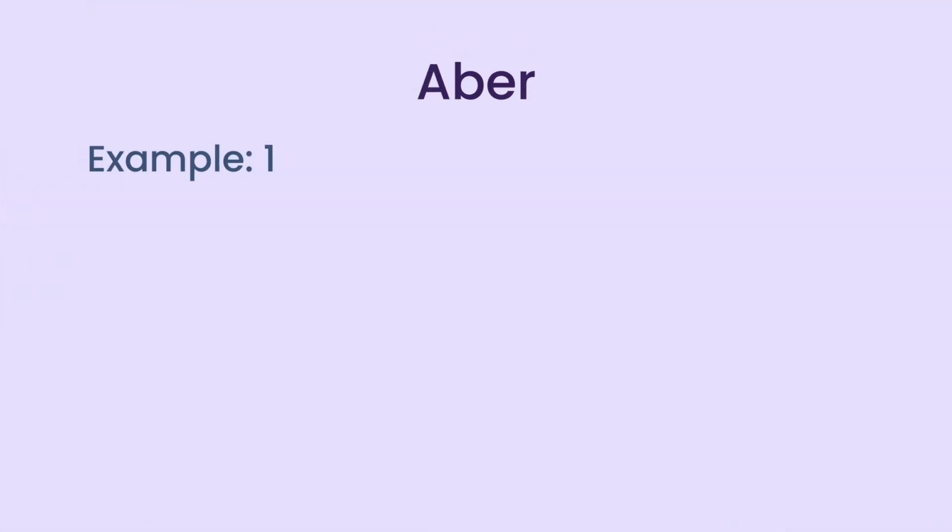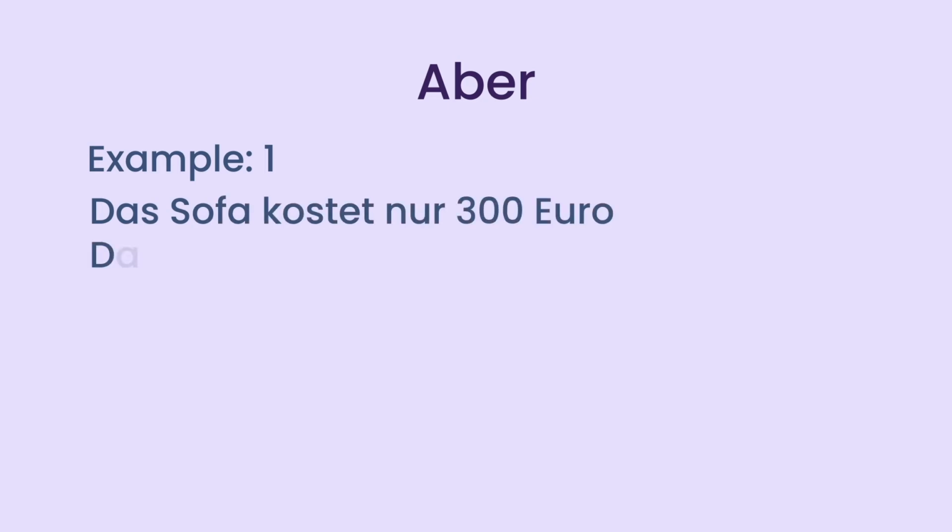Let's move on to the next one, which is aber. Aber, when used in imperative sentences, is most of the time used to convey some kind of surprise, something which is not expected. Let's see the examples. Das Sofa kostet nur 300 Euro. Das ist aber teuer.